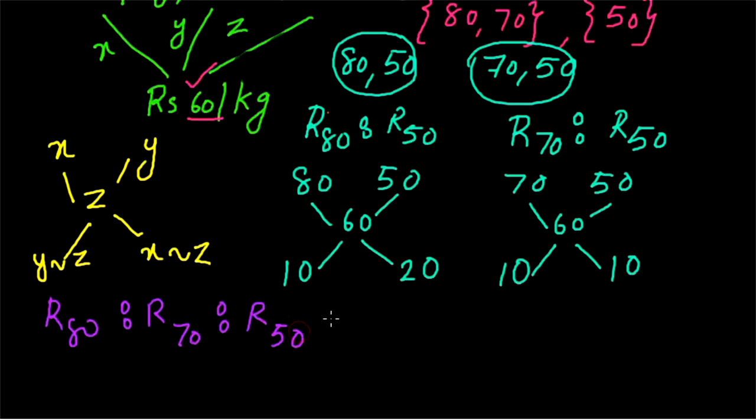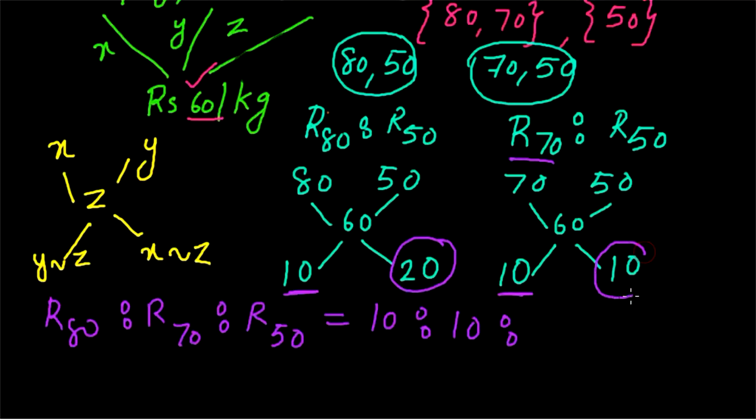R80 is to R70 is to R50 will be given as: R80 is equal to 10. R80 is to R50 is 10. So R80 is 10, and R70 is 10, the same value 10 is here. And R50 is coming in two places. Here we are having a value of 20 and here we are having a value of 10.